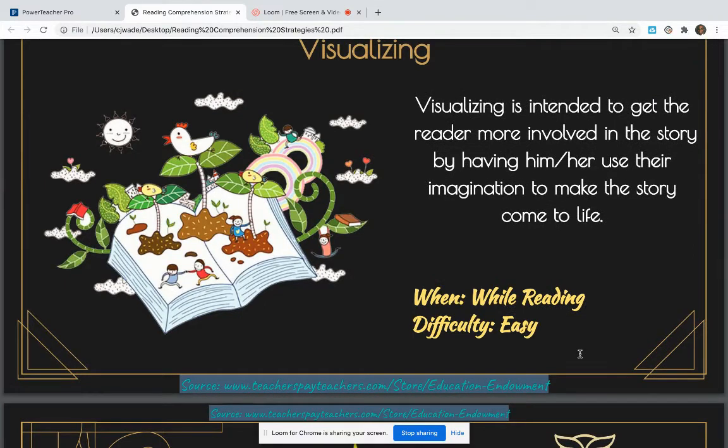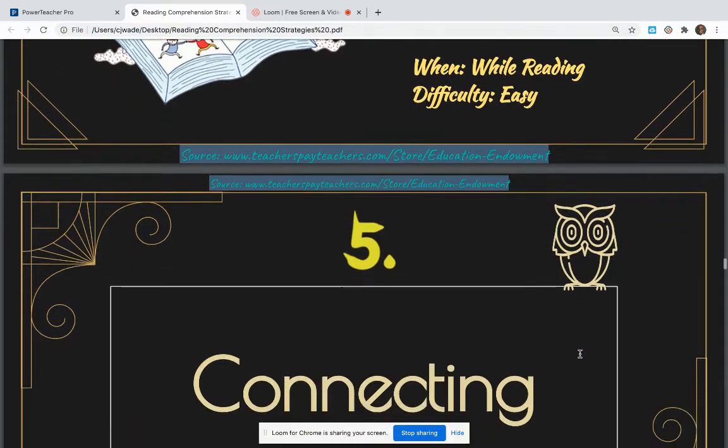This makes your reading more engaging, and it is a super easy strategy that helps you get more involved in the story, and it brings the words off of the page for you. It lifts the words off of the page. So, what am I trying to say? When you are visualizing, you are pulling the words off of the page and creating a movie in your mind.